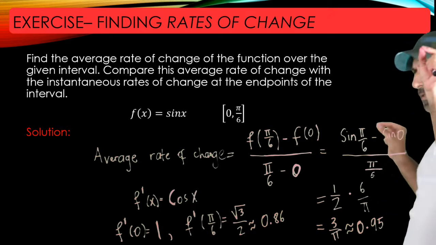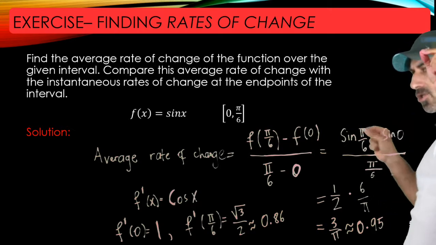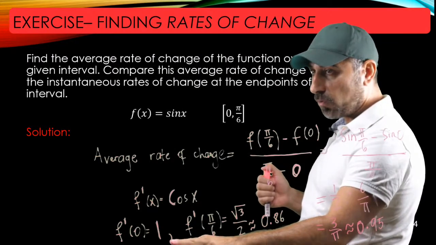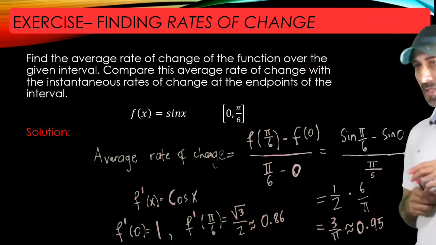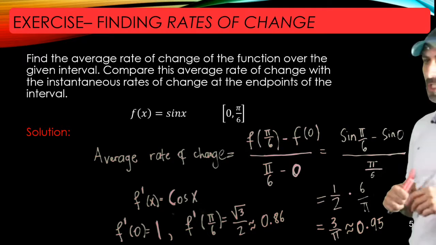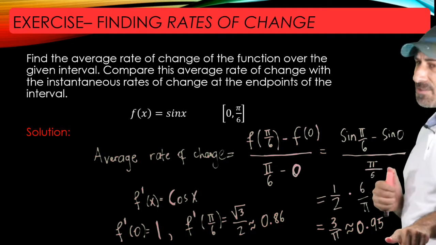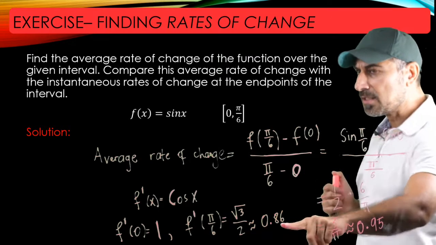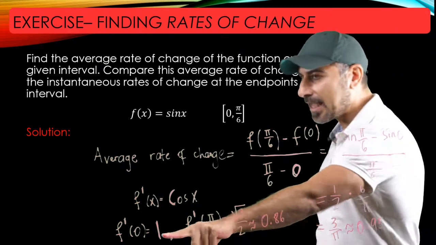And there's one quick observation we can make here. The instantaneous velocities at each endpoint are respectively 1 and 0.86. And we found the average rate of change to be 0.95. As you see, the average rate of change is in between 0.86 and 1.